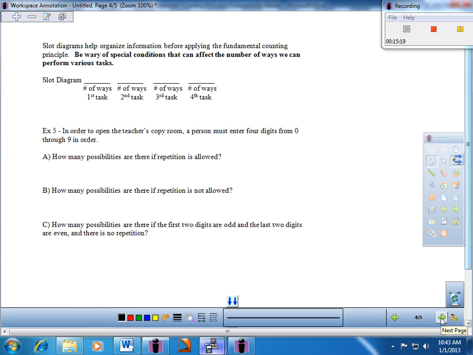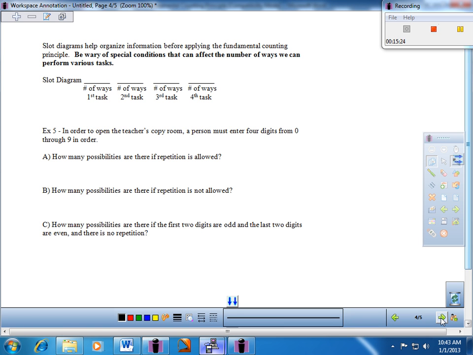So this is what I was thinking in terms of formalizing it, really making sure that you interpret the problem and organizing into what is called a slot diagram. So let me just read what's on your paper and then we'll go for it. It says slot diagrams help organize information before applying the fundamental counting principle. Be wary of special conditions that can affect the number of ways we can perform various tasks.